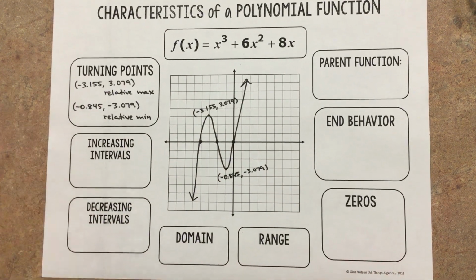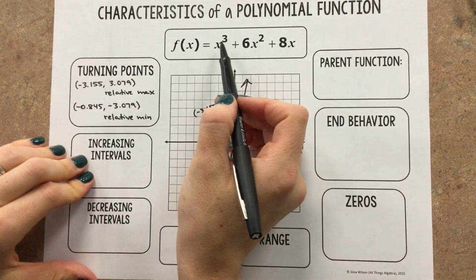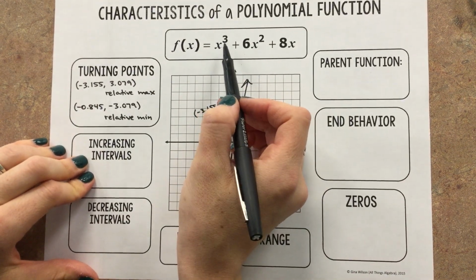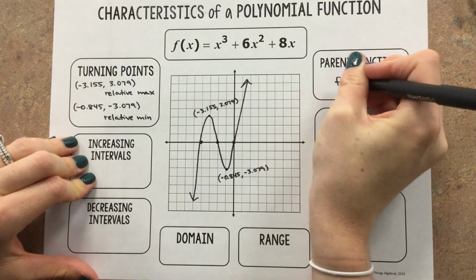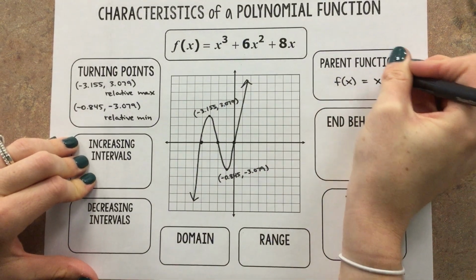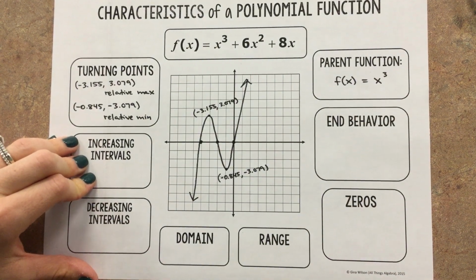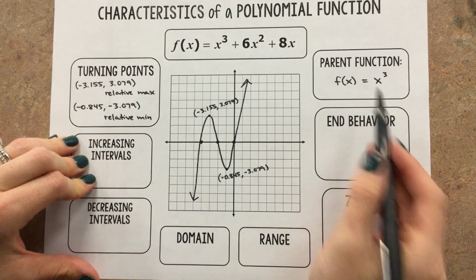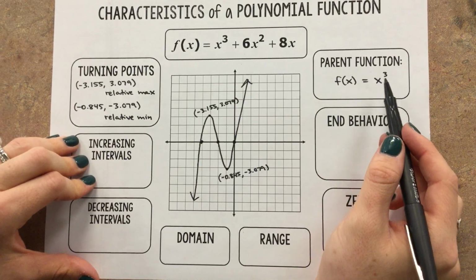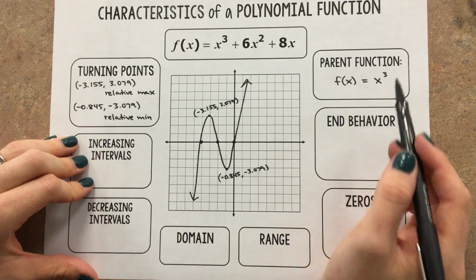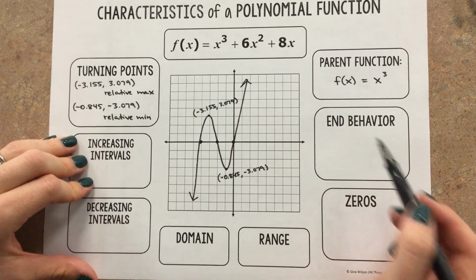All right, let's write down over here our parent function. So for our parent function, you're basically just looking at the degree. And the degree here, the highest exponent is a 3. So our parent function is just the original cubic function, which is just x cubed. And then obviously lots of transformations have happened, but this is the parent function, which means you can use the parent function to come up with the end behavior. So remember, an odd parent function means that the ends should be going in opposite directions. So we can use that to fill in the blank here.